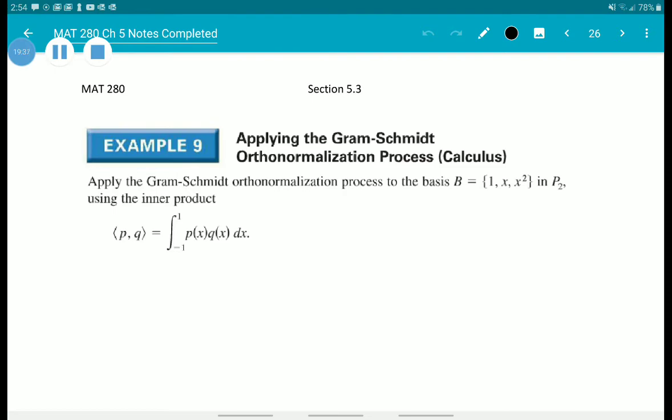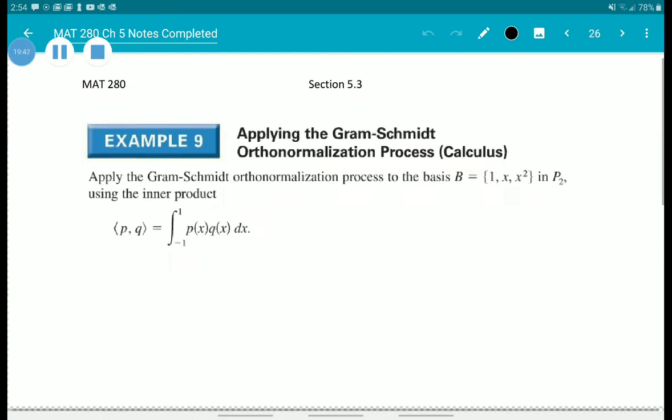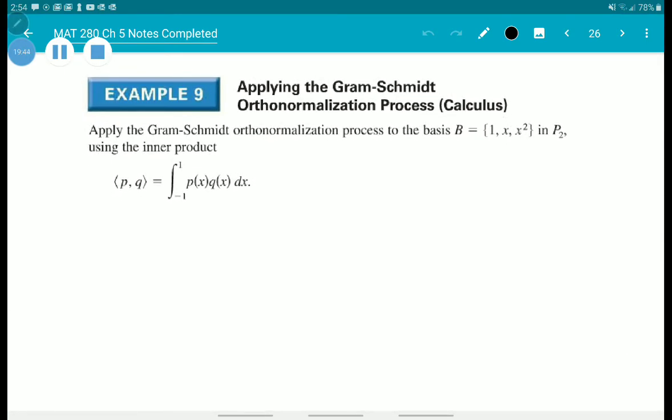So let's look at one where we're not using the standard Euclidean inner product. Suppose we have a basis, 1, x, and x squared in P2. Notice that's the standard basis. And we're applying a different inner product. This inner product is based on integration. And we want to find an orthonormal basis. So the process is still the same. The only difference is our definition for our inner product.